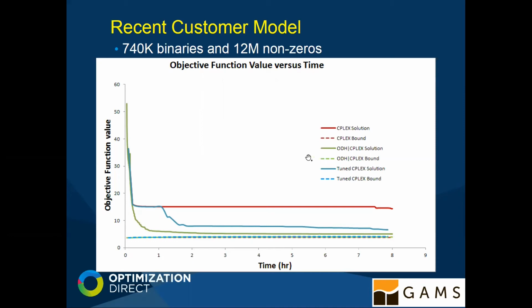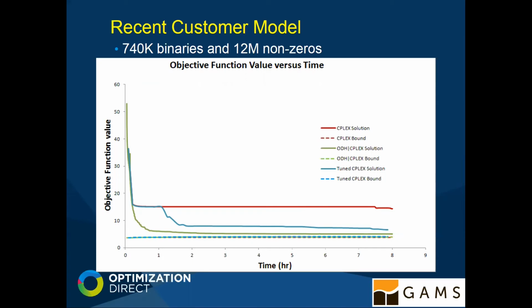CPLEX grinds away on it, and this is a plot of CPLEX's progress, the red line, over the course of 8 hours. And as you can see, the solution slowly gets better, and it has a bound down here, which is a significant distance away from the current solution. So you've got dotted lines there representing the bounds and solid lines representing the solutions. And even after 8 hours, the gap there was still too large, really, for the solution to be used.